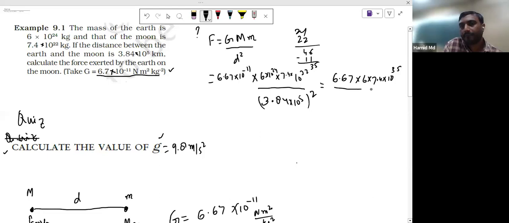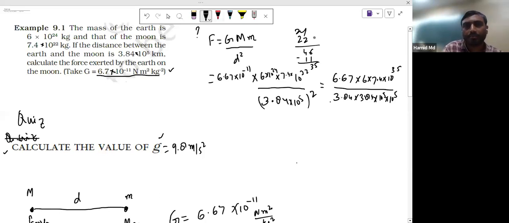Clear? Now, this is 3.84 into 10 to the power 5. Because it is a square, I'm just writing 10 to the power 5. Clear? Any doubt? Clear. Okay. So see, this is now the next step.